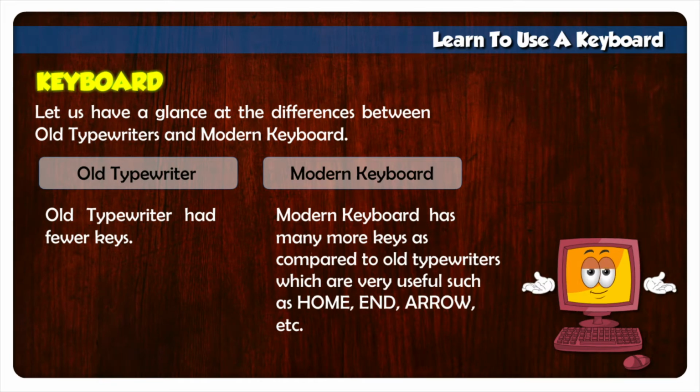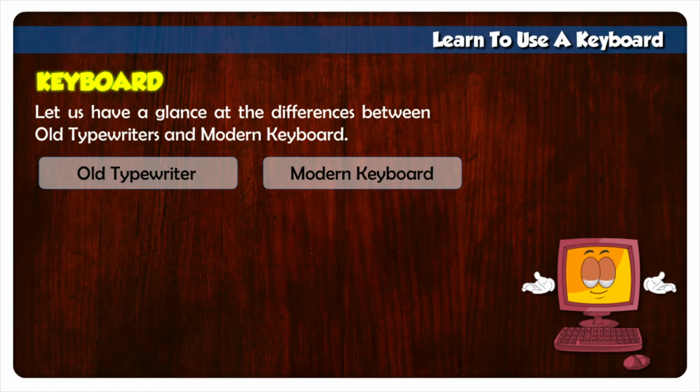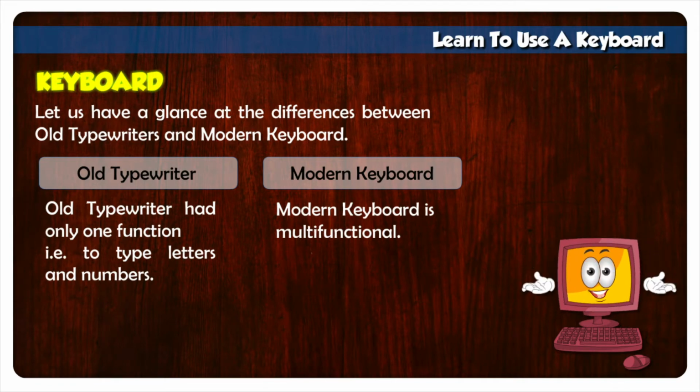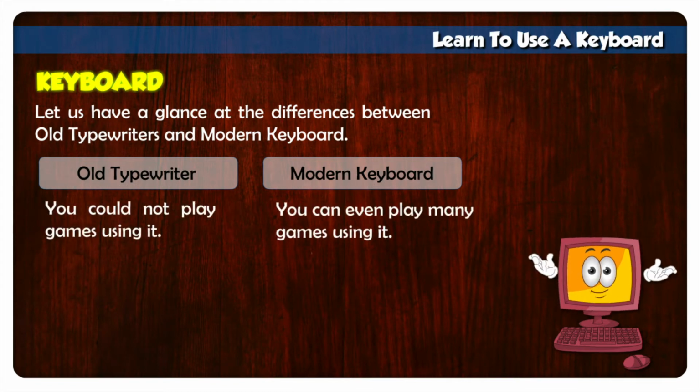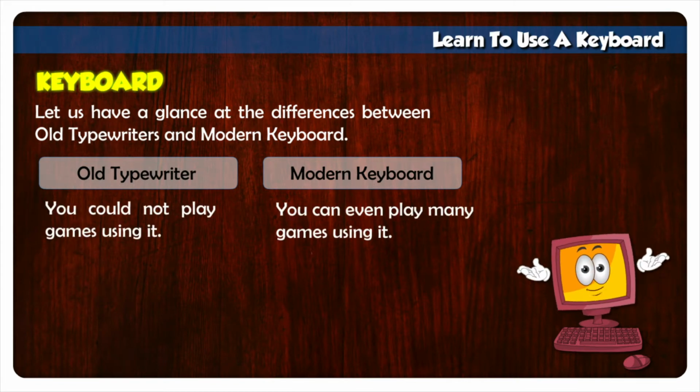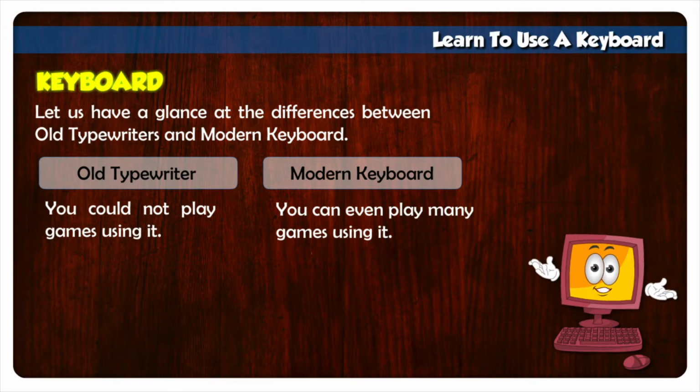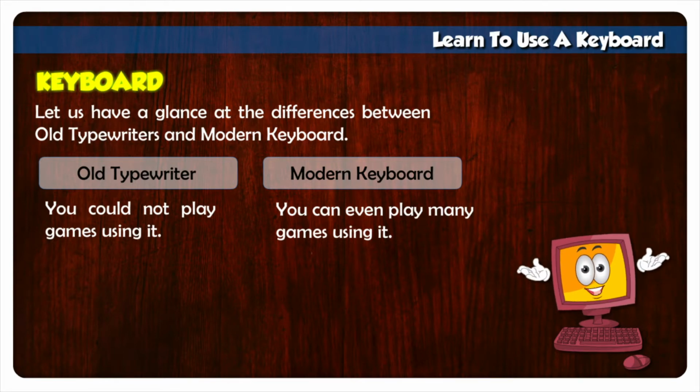Old typewriter had fewer keys. Modern keyboard has many more keys as compared to old typewriters, which are very useful such as home, end, arrow, etc. Old typewriter had only one function, that is, to type letters and numbers. Modern keyboard is multifunctional. You could not play games using old typewriters. You can even play many games using modern keyboard.